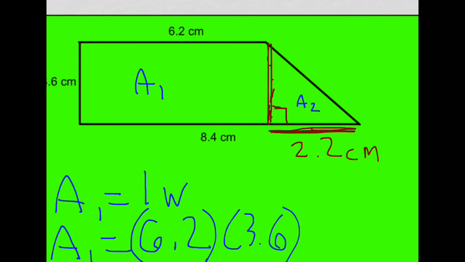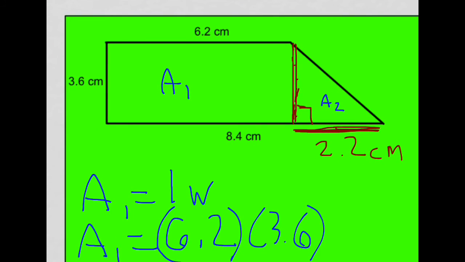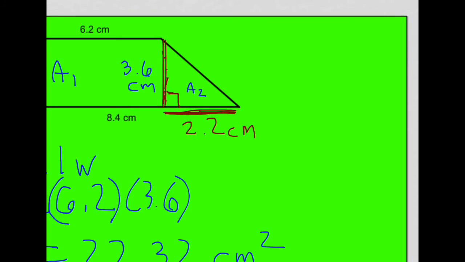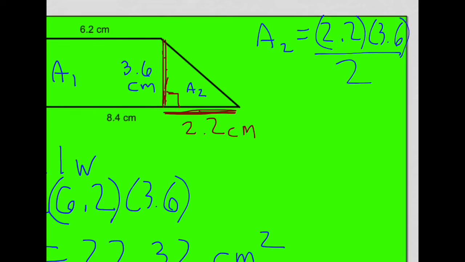And then for the height of this triangle, I know that this length is 3 6/10, and this length then must be 3 6/10. So that's 3 6/10 centimeters. Now that I know my base and my height, I can do the area of the rectangle. I'm going to say, or the triangle, pardon me, area 2 equals 2 2/10 times 3 6/10 divide by 2.